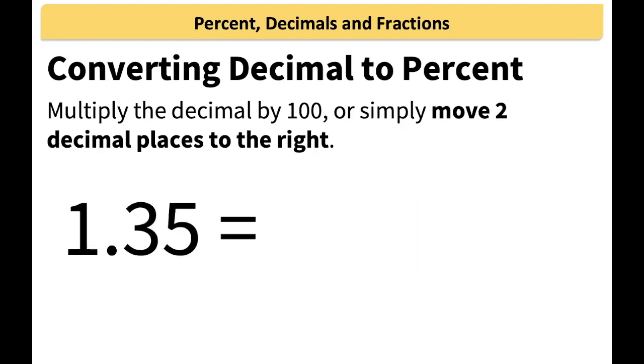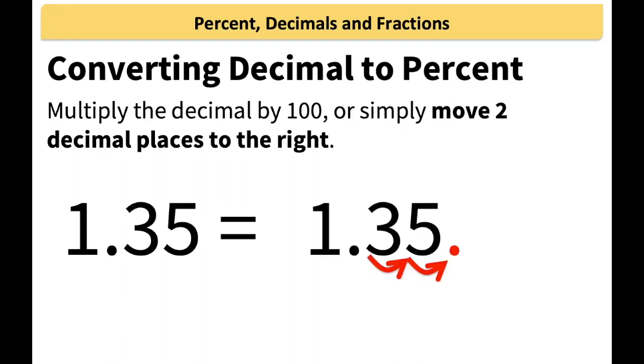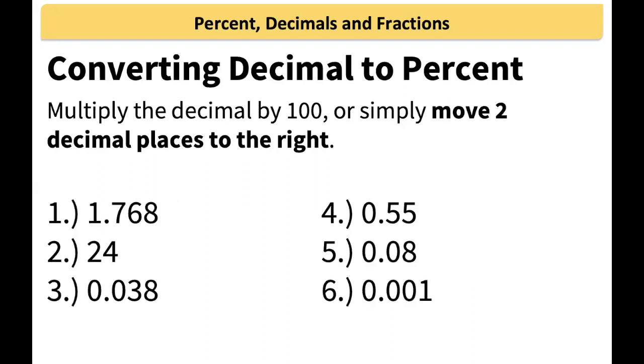Okay, another example, 1.35. Move the decimal place 2 units to the right. We will get 135%. Okay, so tinatanggal ko na yung decimal point after 5 kung whole number naman siya. Okay, kasi wala na tayong nasa decimal place. Okay. Now, it's your turn.